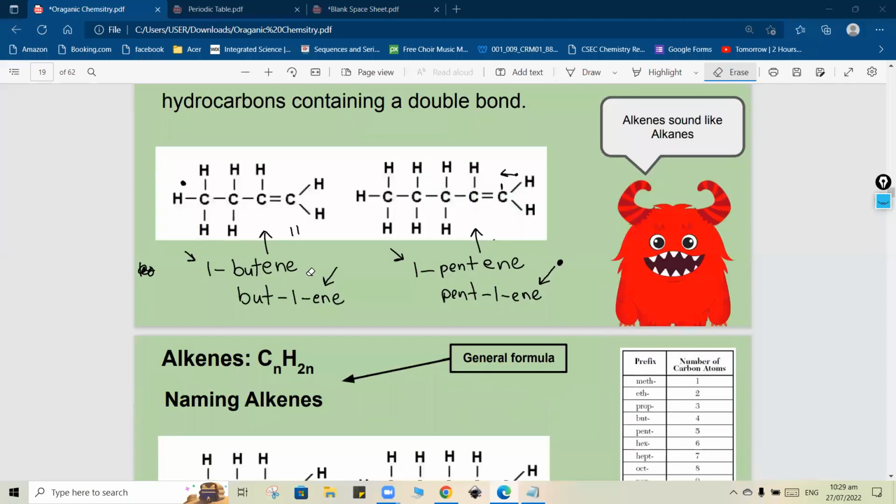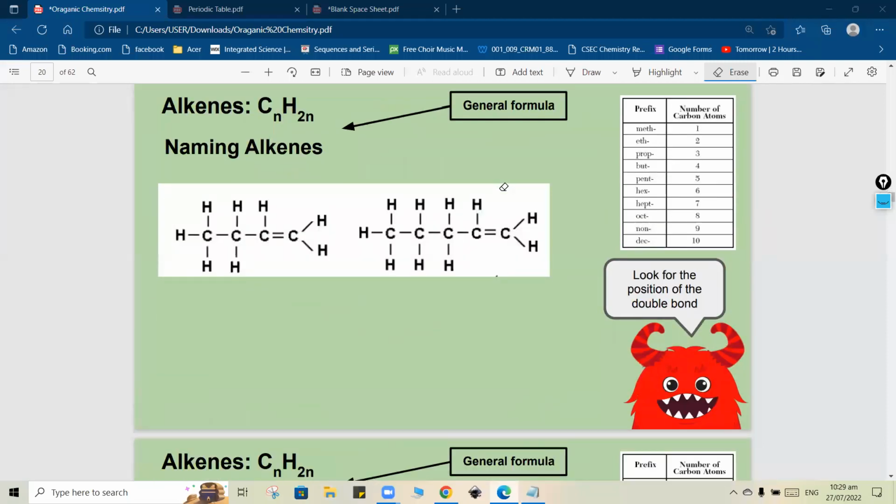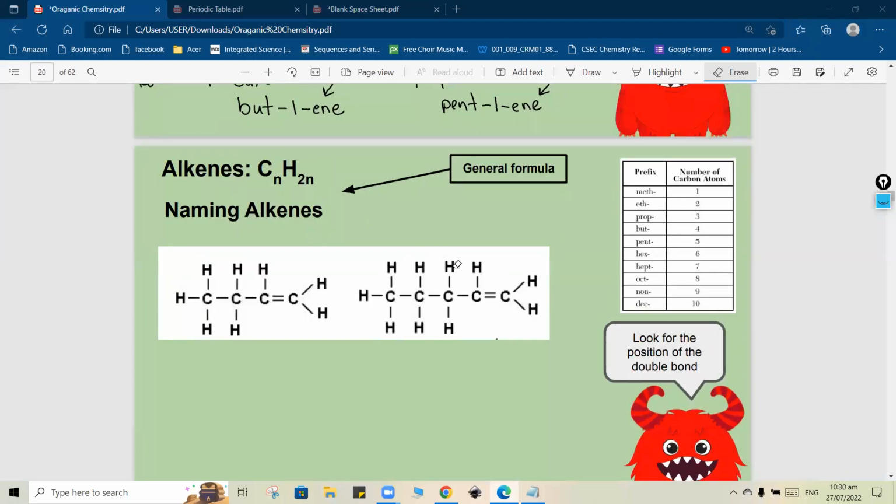All right, so let's move on here. Oh, this one, we just did this one, right? On how to name alkenes. We already named this, so I'm not going to waste your time on this slide, right?